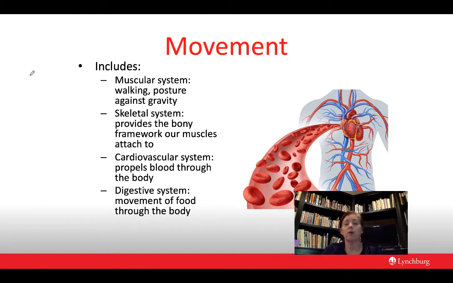We have our cardiovascular system. So you can picture the heart pumping and it's going to propel that blood through the blood vessels. We have the digestive system, and the digestive tract is responsible for moving food through our body, and then it's responsible also for moving all that undigestible waste product out of our body.